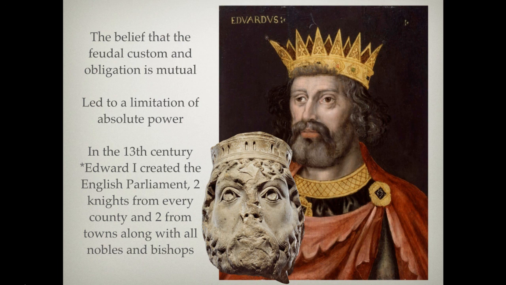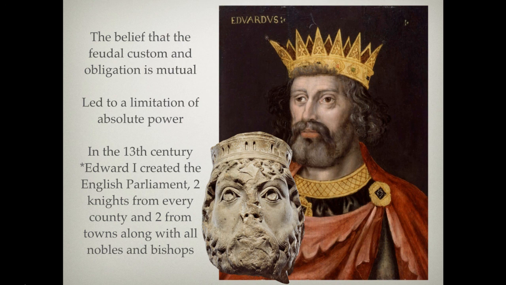He couldn't just completely control the nobles, and the nobles just had to obey blindly. So ultimately, the goal was that it led to a limitation of absolute power, a limitation of the power of the king.